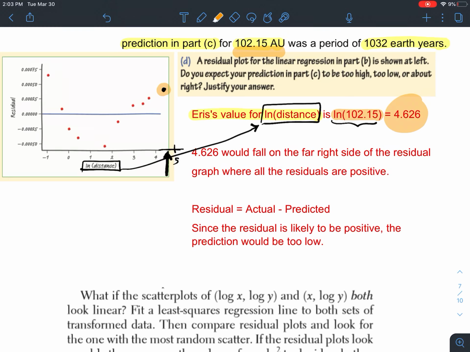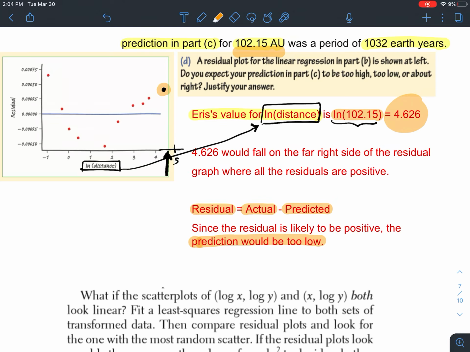It feels like it would fall on the far right side of this residual graph, and on the right side is where the residuals are kind of trending positive. Now remember the formula for residual. It's residual equals actual minus predicted. Okay, now a positive residual, think about this, if this value is positive, it means the actual value was larger than what was predicted. So since the residual is probably going to be positive, that means your prediction is likely a little bit too low. Okay, it's a little bit smaller than what we would expect.